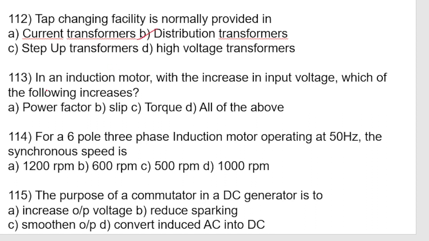distribution transformers. In an induction motor with increase in input voltage, which of the following increases? Power factor, slip, torque, all of those. So basically torque only. For a 6-pole 3-phase induction motor operating at 50 Hz, the synchronous speed is 1000 rpm. The purpose of commutator in DC generator is to increase output voltage, reduce sparking, smooth, or convert AC into DC. They basically convert AC into DC.